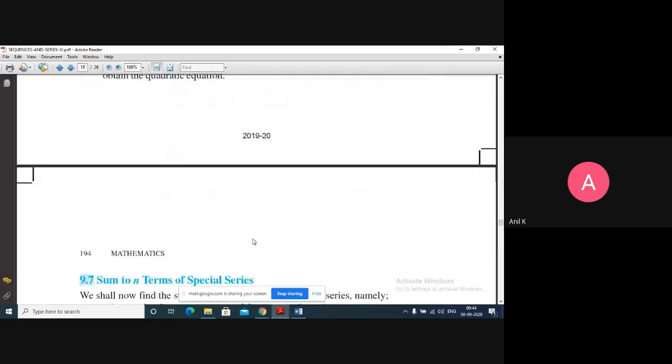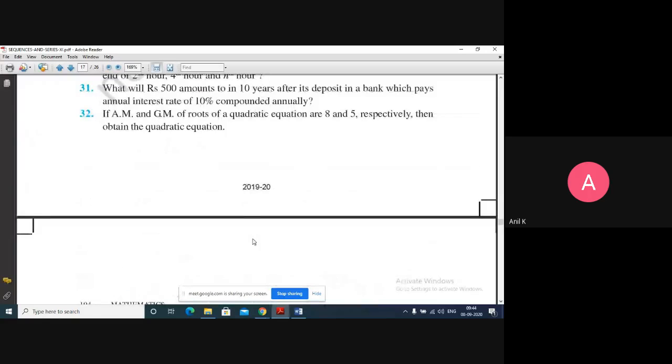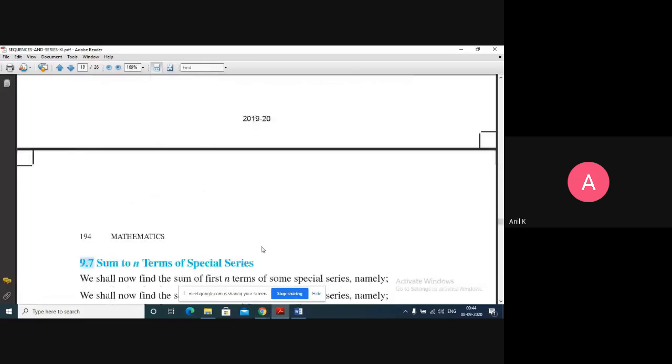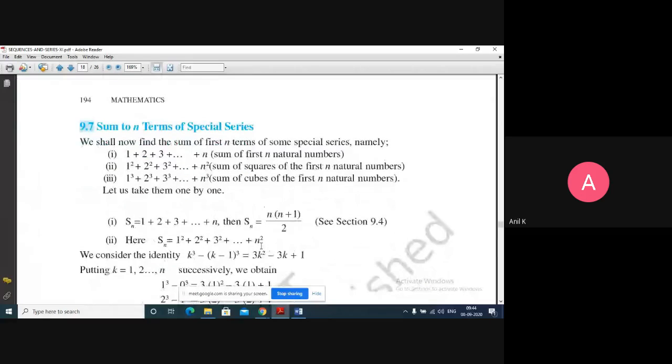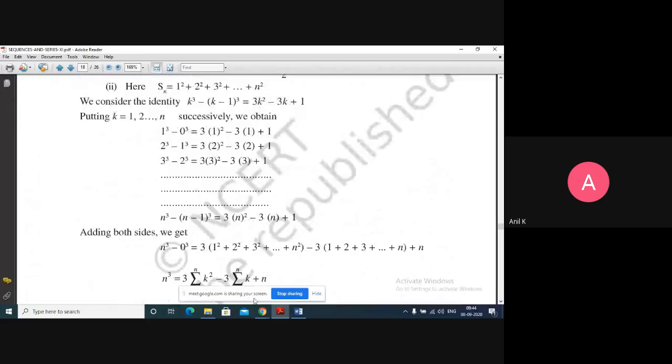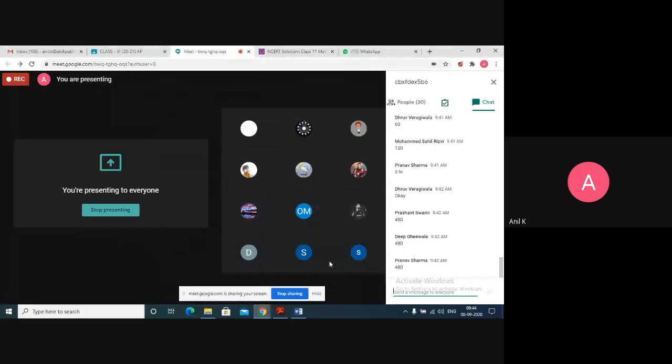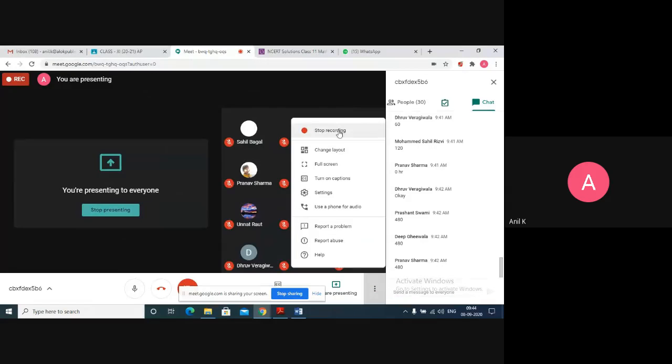So here we finished our chapter 9.3 exercise. Next class we have the sum of n terms of the series, and some special formulas. We'll continue in the next class.